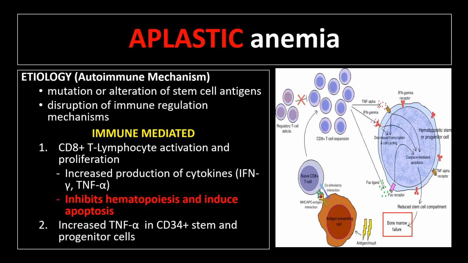Another mechanism would be the autoimmune mechanism, in which there would be development of mutation or alteration of the stem cell antigens that would eventually result in disruption of immune regulation mechanisms. So if there is mutation of stem cell antigens, this would induce expression of abnormal or new antigens, and then there would be exposure of hidden antigens or induction of an immune response that can cross-react with self-antigen, causing the autoimmune mechanism of developing aplastic anemia. For the disruption of the immune regulation, there would be reduction of the regulatory T cells.